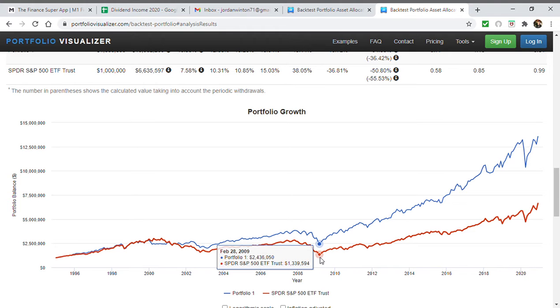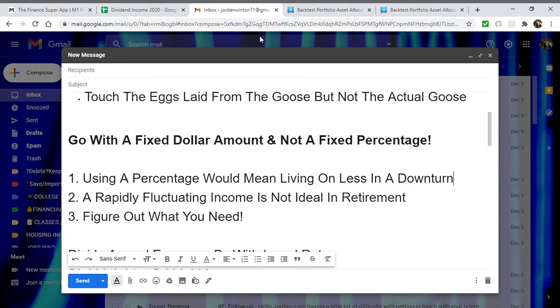So if you're in retirement and you're relying off that income, that's not something that you want to focus on. You would have a rapidly fluctuating income, and that is not ideal for retirement. You don't need 1 year to live off 50,000, the next year to live off 100, the next year to live off 20,000. You do not want that kind of income.